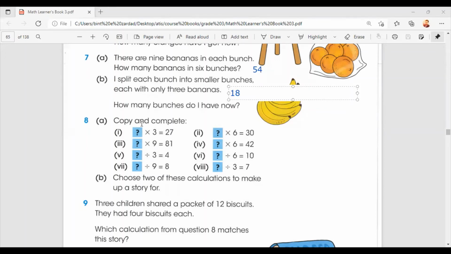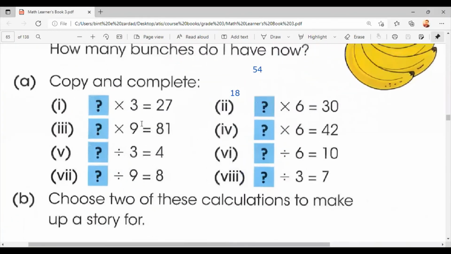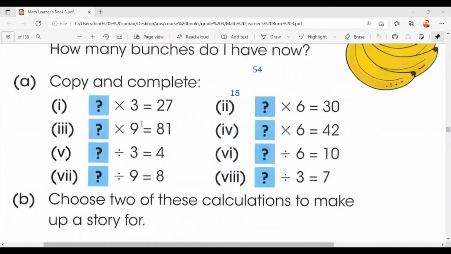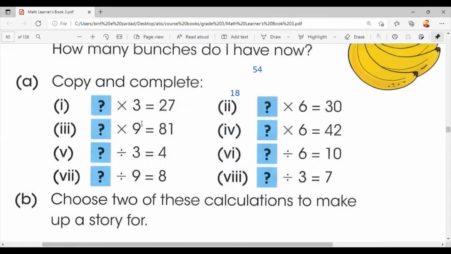We are using the tables of 3, 6 and 9. Let us do it. 3 multiplied by what? 27. 3 multiplied by 9. 9 times 9 is 81. And 3 multiplied by 4 equals 12. 9 multiplied by 8, 72. 6 multiplied by 5, 30. 6 multiplied by 7, 42. 6 multiplied by 10, 60. And 3 multiplied by 7, 21.